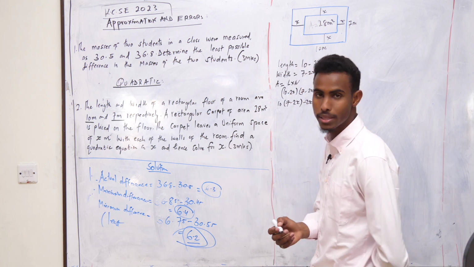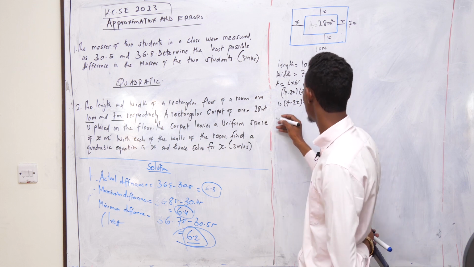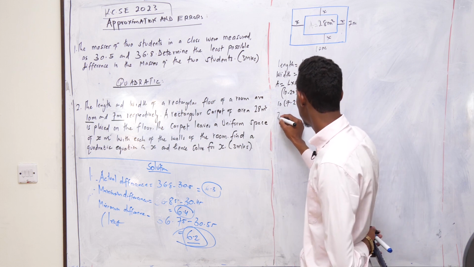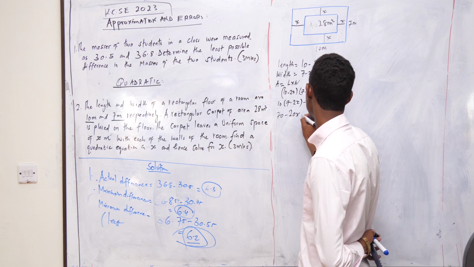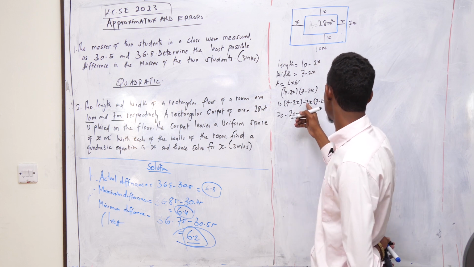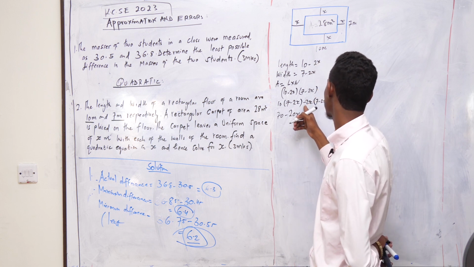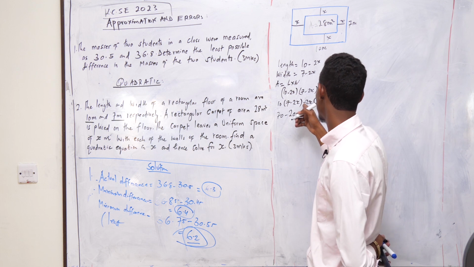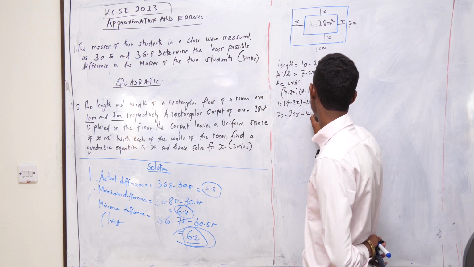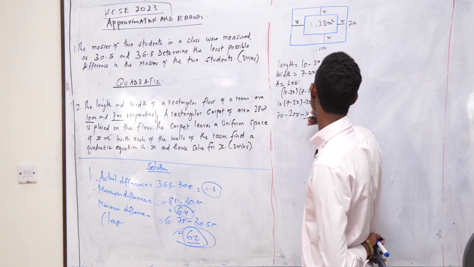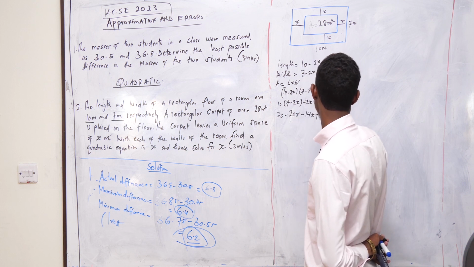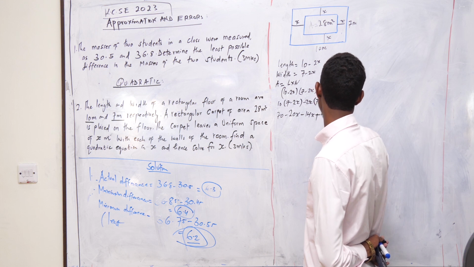Now let's open up the bracket. Opening up the bracket, you're going to get 70 minus 20x, that is 10 times 2x, minus 7 times 2x, minus 14x. Now minus 2x times minus 2x gives us plus 4x squared.